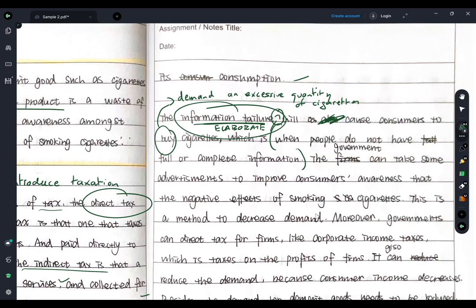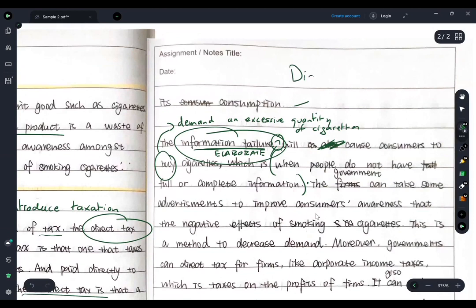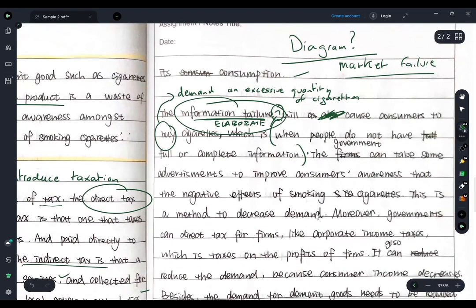Okay, but then perhaps it would have been interesting to be more specific about what type of information failure consumers face about cigarettes. Okay, perhaps it's later. So let's see. The government can take some, and you see, sorry, at that stage, same thing, we don't have any diagram. We could have a diagram that shows why the market fails, why there will be an excessive quantity of cigarettes being consumed due to an information failure on the part of consumers. So same thing, diagram, and there is no mention of market failure. So these are keywords that are missing, of course.